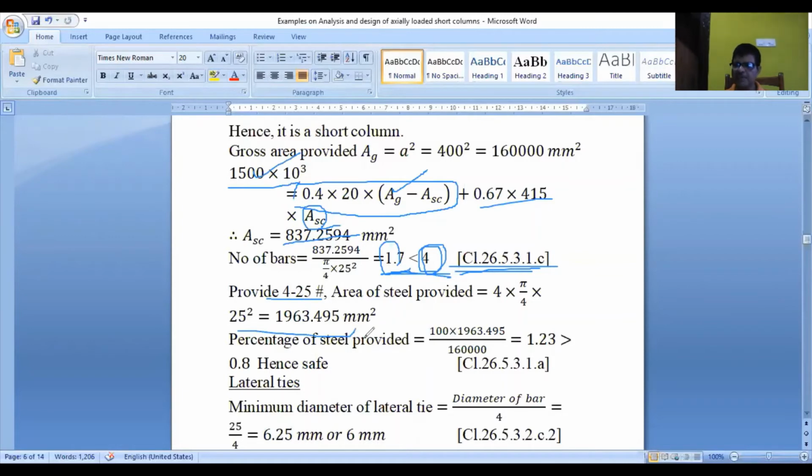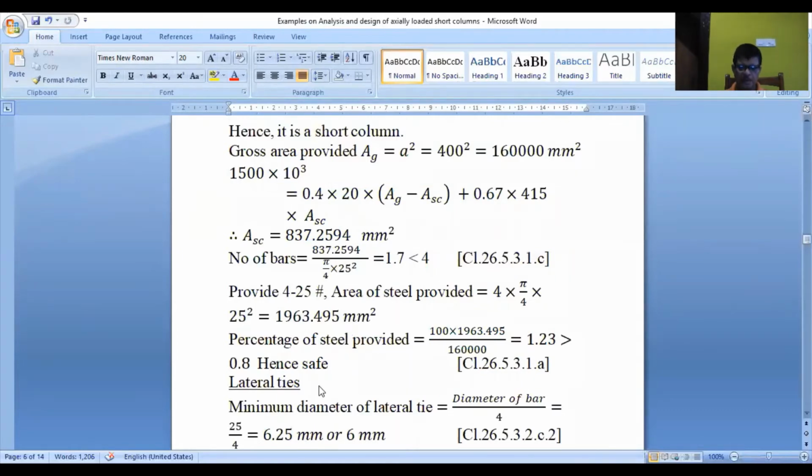Now this area of steel shall be within the minimum and maximum percent steel. It should be within 0.8 to 6%. So you can calculate the percentage of steel. Percent of steel is equal to AST, area of the steel provided, that is ASC, divided by the gross area, multiplied by 100. That will give the percentage. Now this percentage comes 1.23, greater than 0.8. So it is safe. It is given in clause 26.5.3.1.a in page number 48.